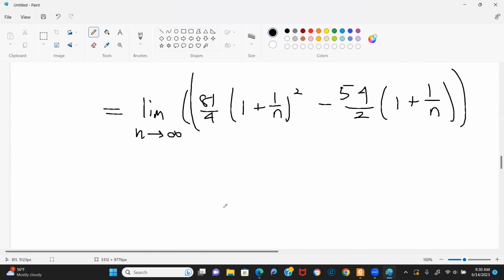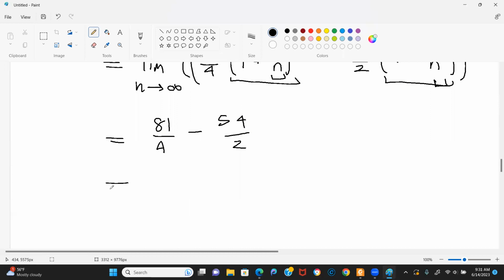And now I can finally take a limit, because when n goes to infinity, 1 over n goes to 0, and then 1 over n goes to 0. So this is going to be 81 times 1 plus 0, so 1 squared, which will still be 1. And this is going to be 1 plus 0, so what I'm left with is 81 over 4 minus 54 over 2. And when you combine those, you get negative 27 over 4.